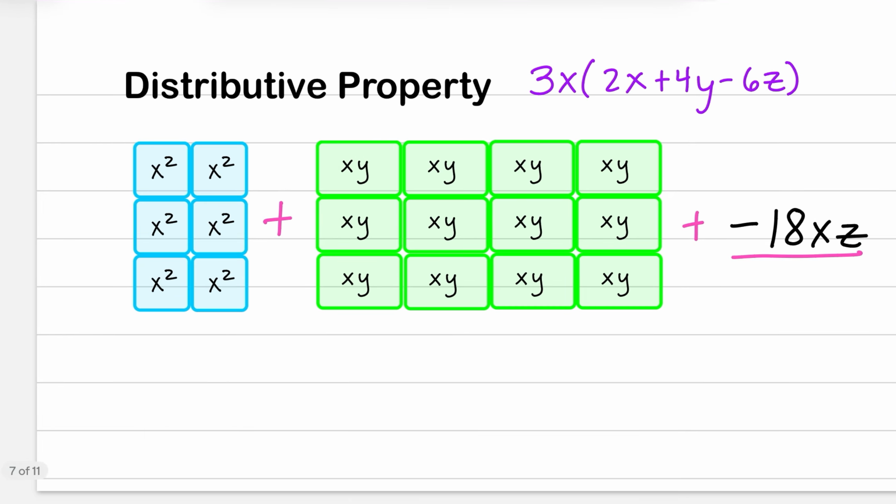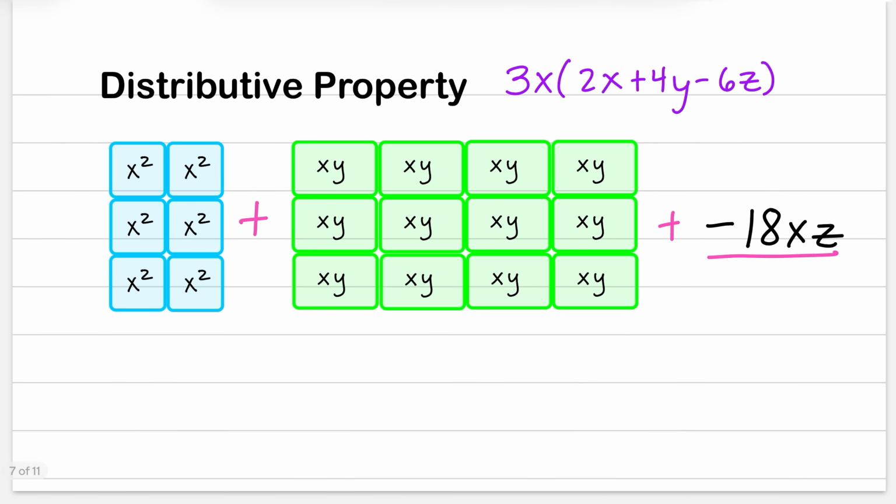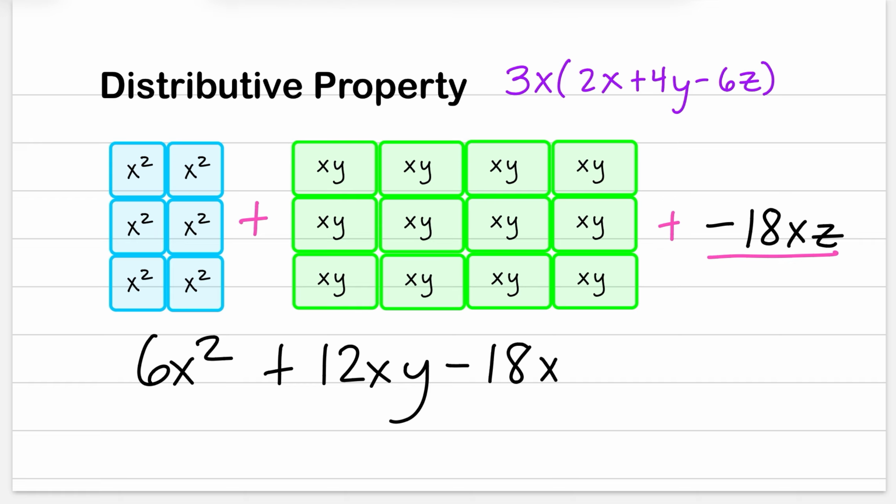Now we're going to put these all together. When we multiplied the 3x times the 2x, we got 6x squared. When we multiplied the 3x times the 4y, we got 12xy. And when we multiplied the 3x times the negative 6z, we end up with negative 18xz. I'm going to write this as minus 18xz.